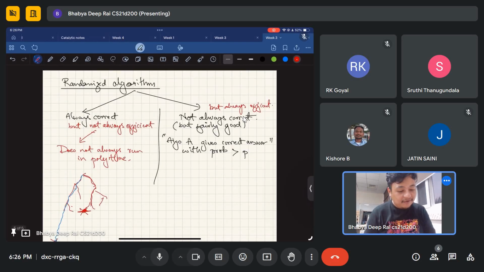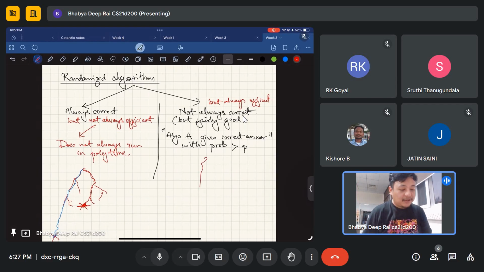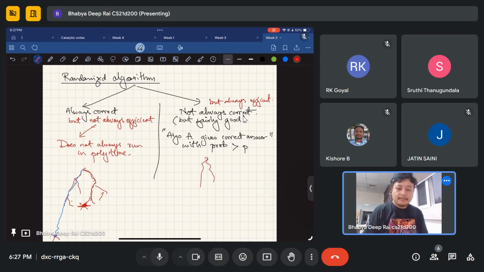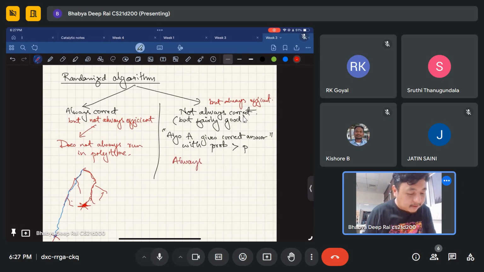But whereas for the right one, which is not always correct, it is always efficient. No matter what kind of coin tosses you do, it will always end in a short time. That is polynomial time. Always runs in poly time.